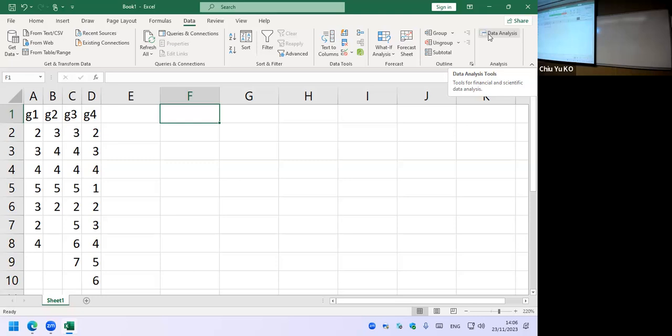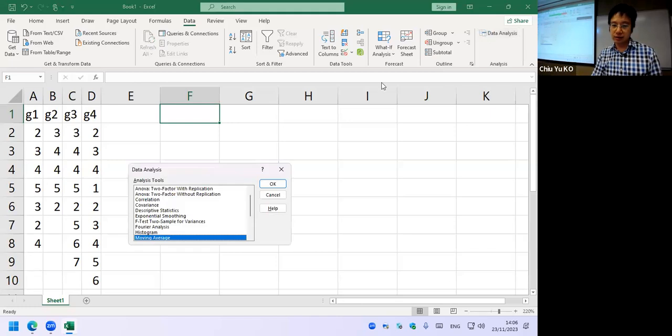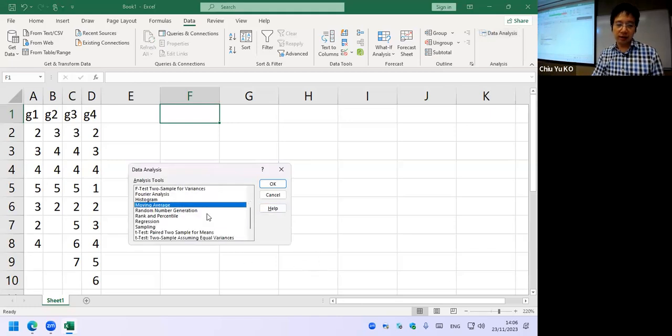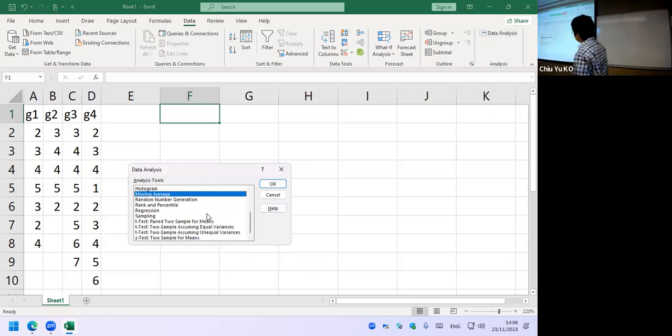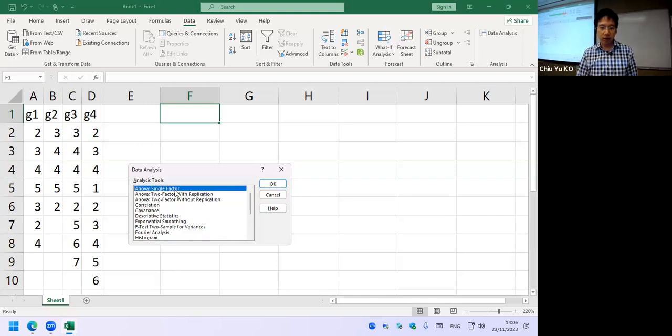Yeah, you have that. For the Mac, you also have that. Okay. So once you have that already, you go to Data Analysis. And you can see there are many things you can do here, t-test and so on, but we can talk about that after the break. The thing we want to talk about today is ANOVA, which is the first one. ANOVA: Single Factor.